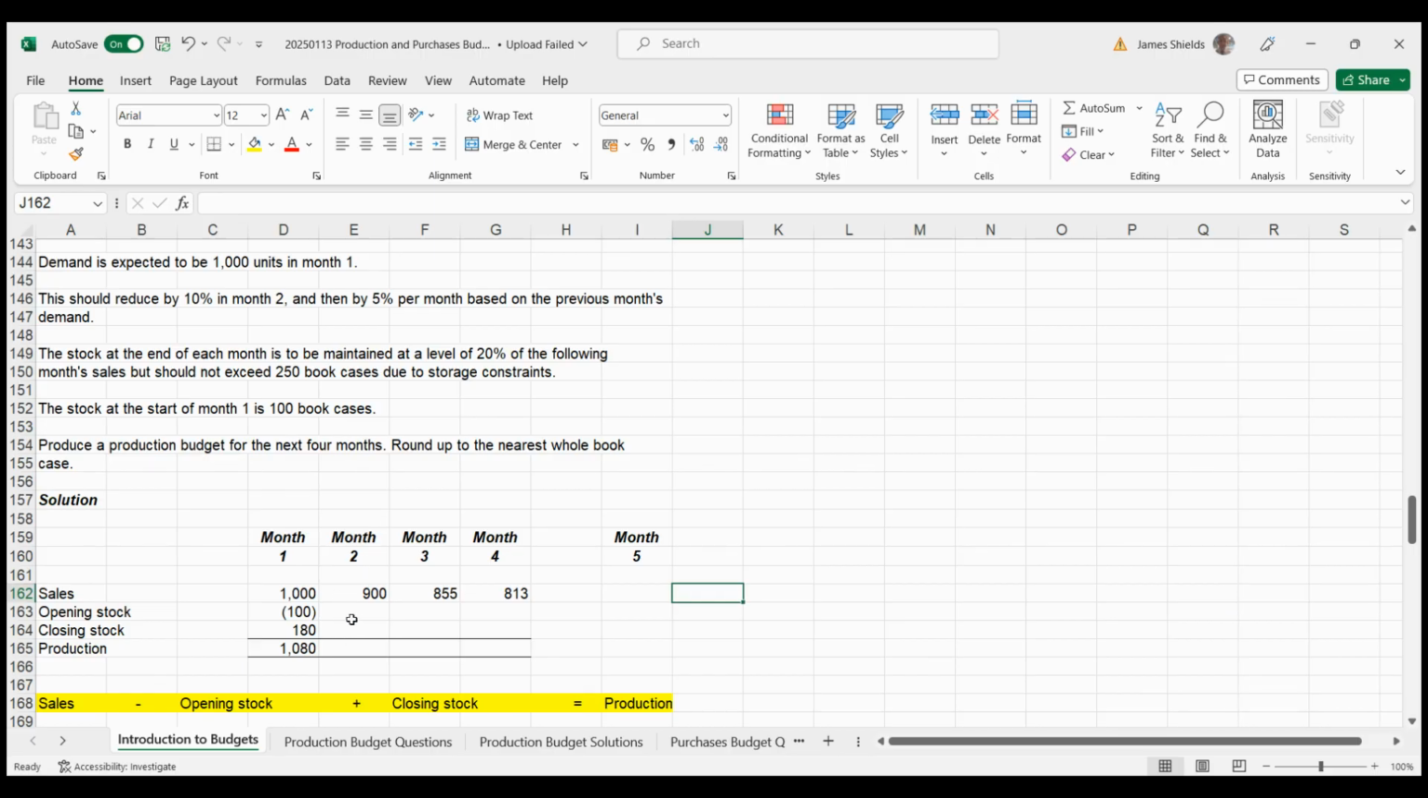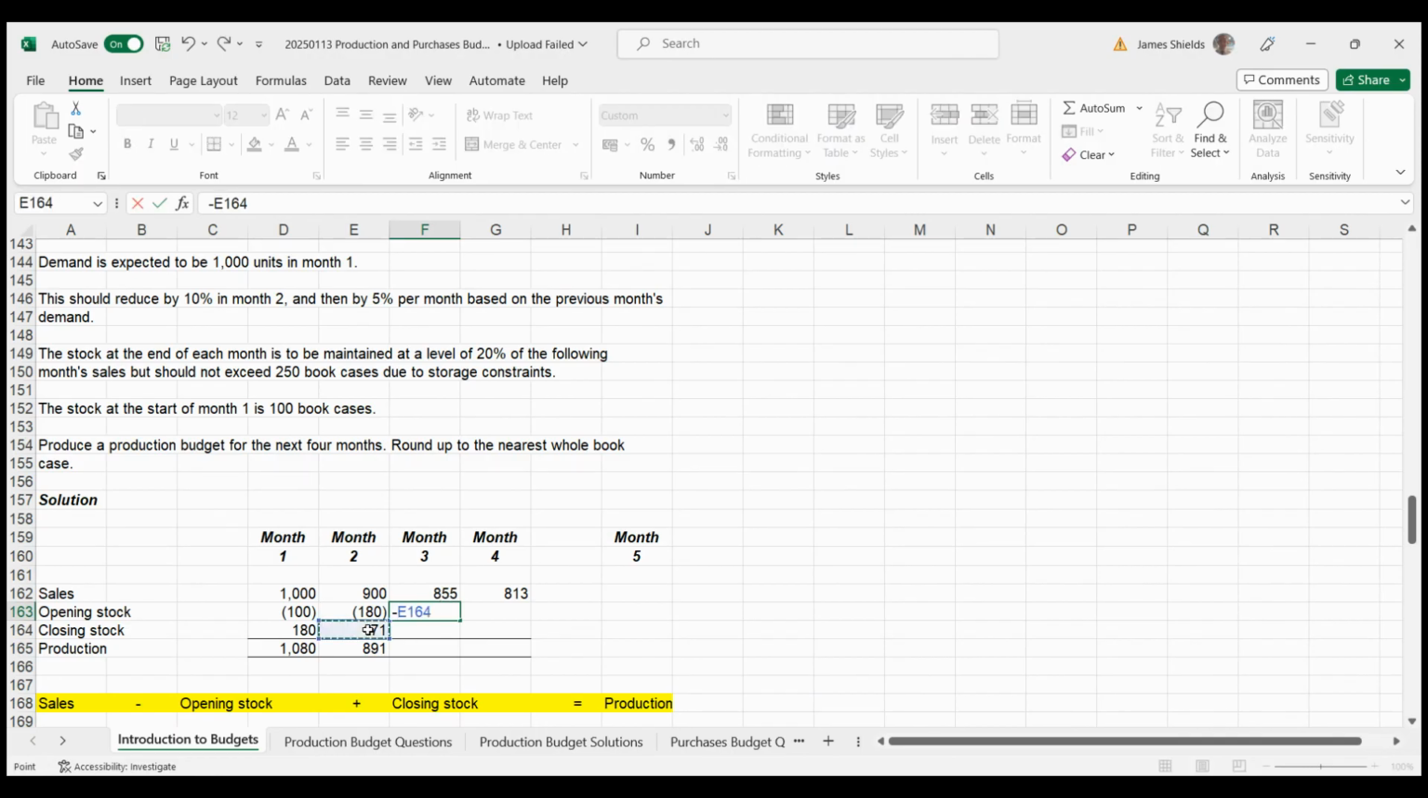Now, month 2, the opening stock will be the previous month's closing stock. And the closing stock will be 20% of the next month's sales. That's 180. Check that. So the next month's sales are 855 times 0.2, and we get 171. So the production then from month 2 would be 891 units.